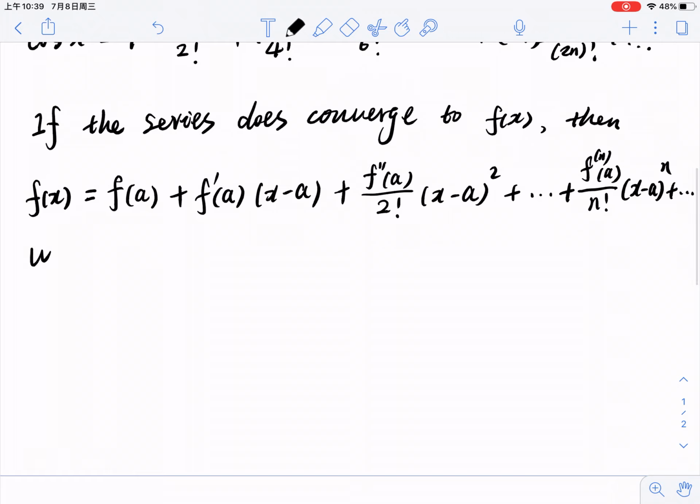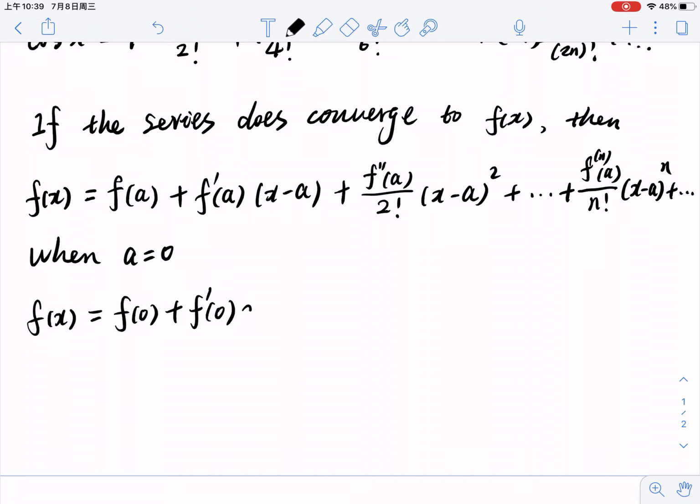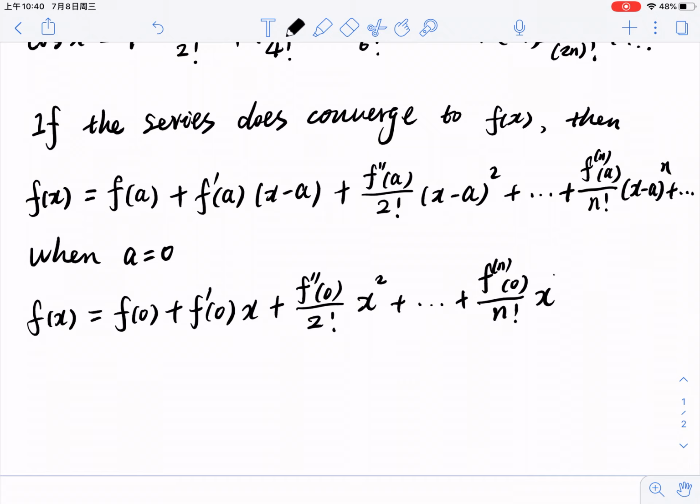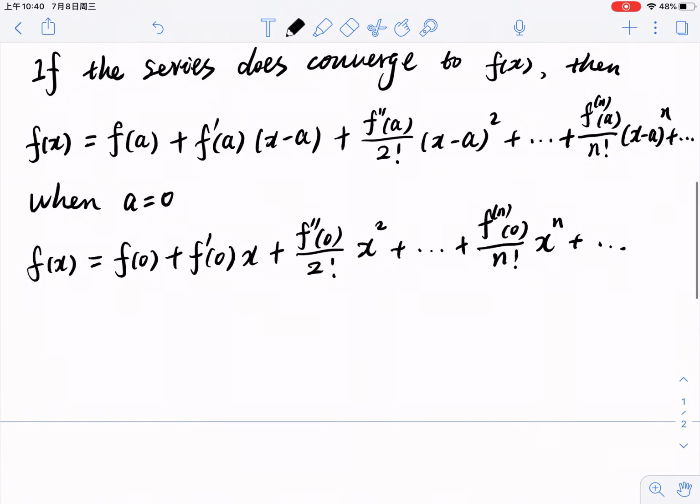So when a is 0, f(x) is f(0) plus f prime(0) times x plus f double prime at 0 over 2 factorial x squared, then plus ... plus the nth derivative at 0 over n factorial x to the power n, which is sometimes called the Maclaurin series for f.